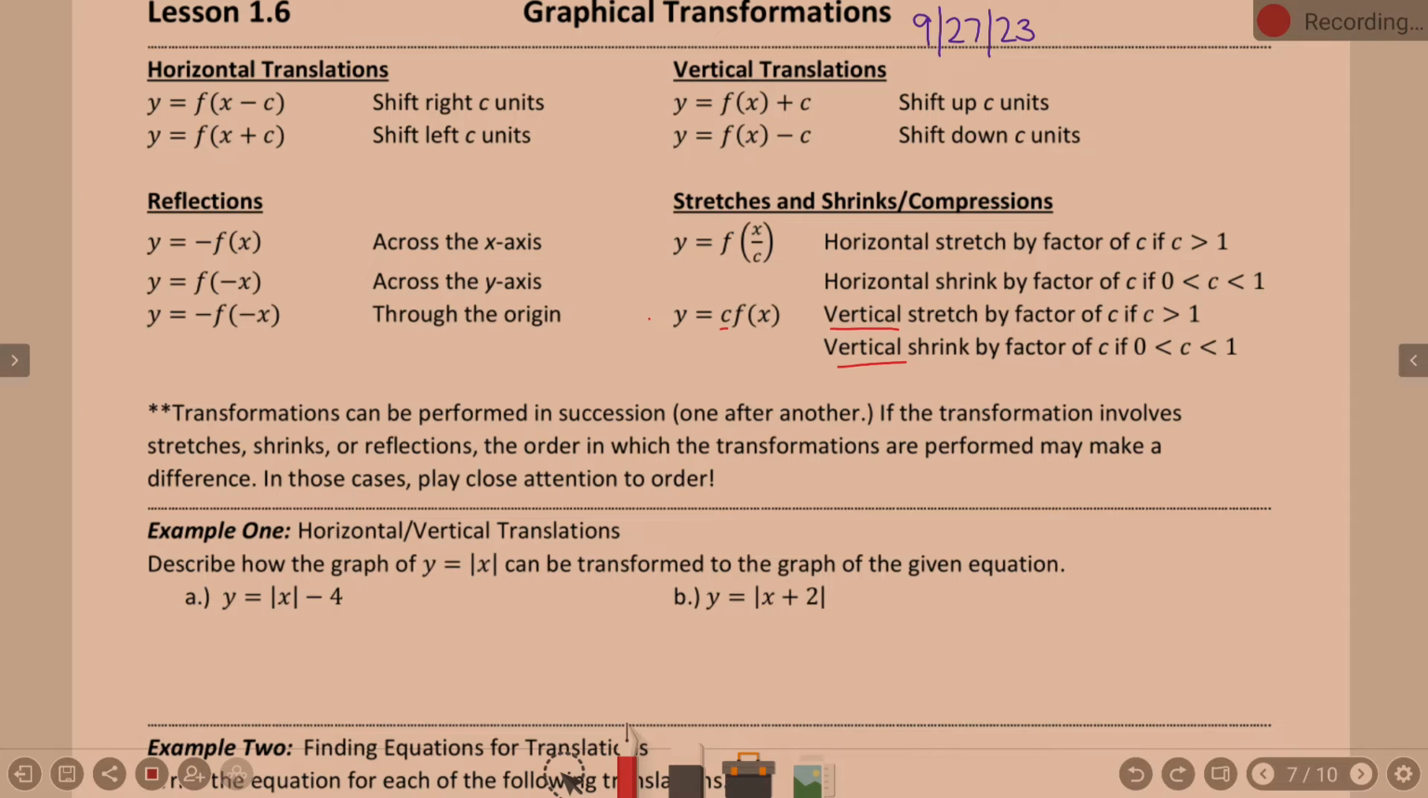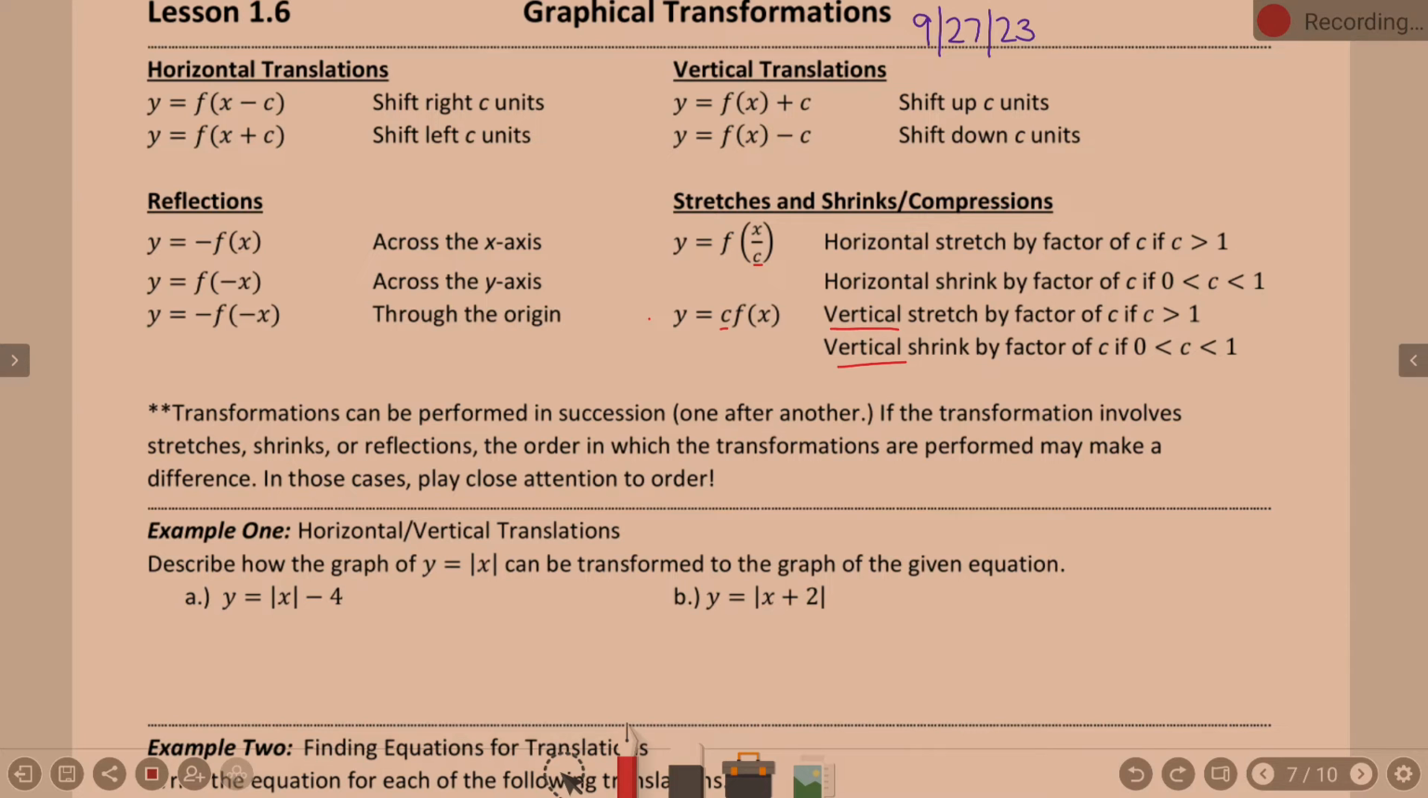Okay? Now, new this year is the horizontal. And with a horizontal stretch or shrink, instead of the number being multiplied out front, it's in with the x and it's dividing. So if you have x divided by a value, it's going to be horizontal stretch or horizontal shrink or compression. With those values, the numbers are still the same. It's a stretch if the number is greater than 1. It's a compression or shrink if the number is between 0 and 1. Okay?